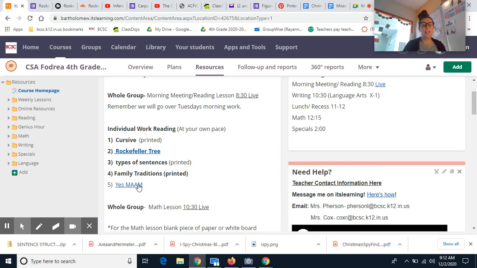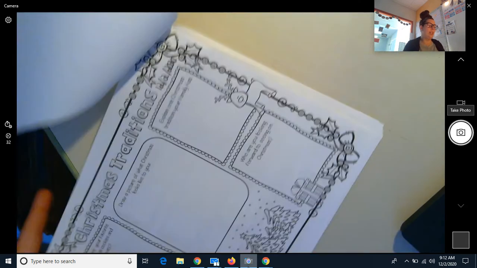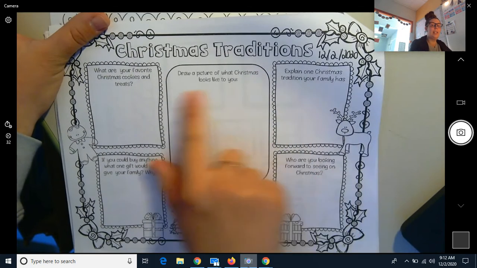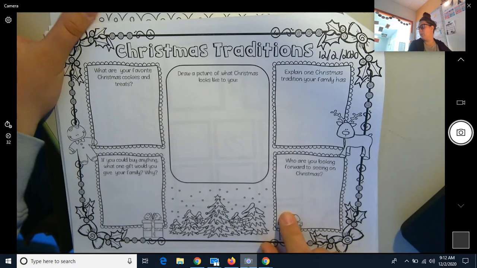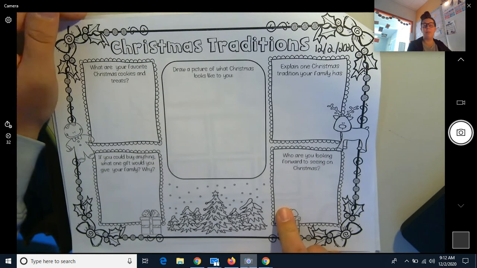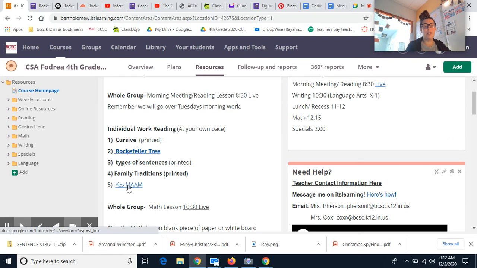Then the next thing, it says you have a family traditions printed page. For the family traditions printed page, that is this page here labeled 12-2 as well. You're going to answer some of these. These are about your own Christmas traditions and special things that you do at Christmas time that you're going to write in complete sentences. Then you also have a yes ma'am.